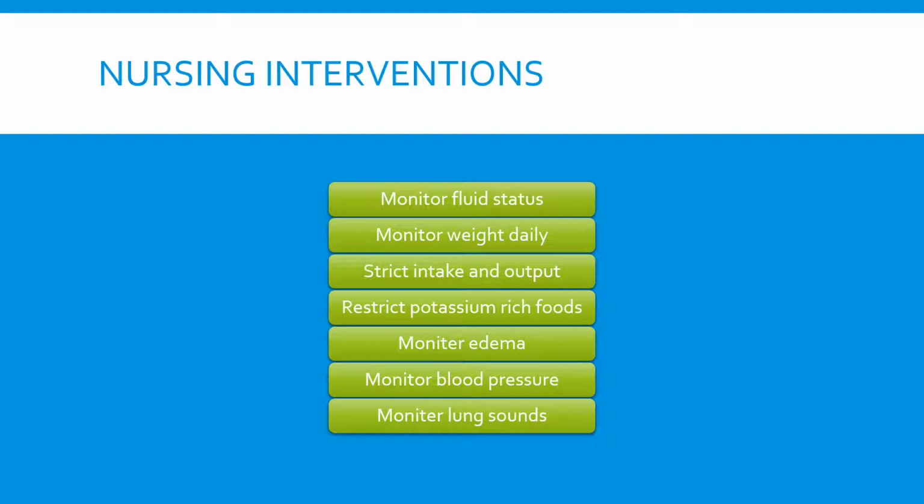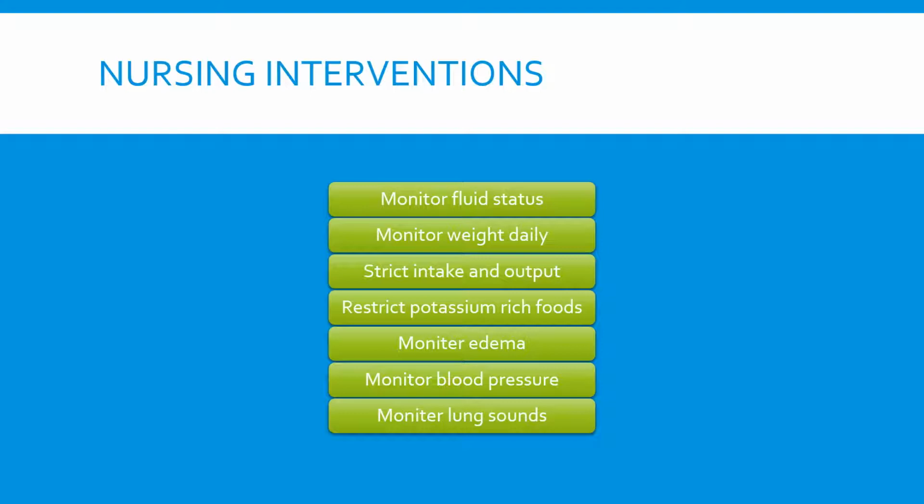Restrict potassium-rich foods. Now, you want to restrict the potassium-rich foods because, as I mentioned earlier, these patients have a decrease in the urine output. And when you have a decrease in the urine output, you are retaining that potassium. So if they already have high potassium, you don't want them to eat potassium-rich foods because potassium, when it's increased, it can cause cardiac issues, and that's something that we do not want. So we do want to restrict those potassium-rich foods, bananas, tomatoes.